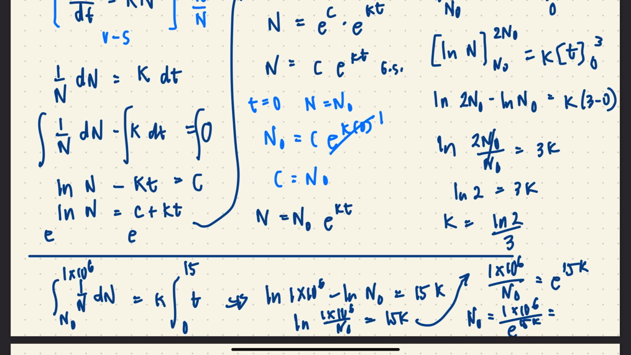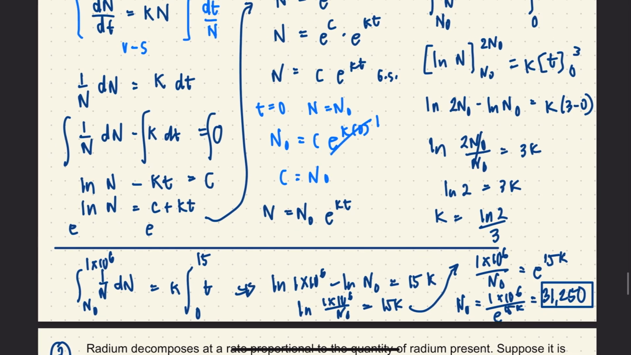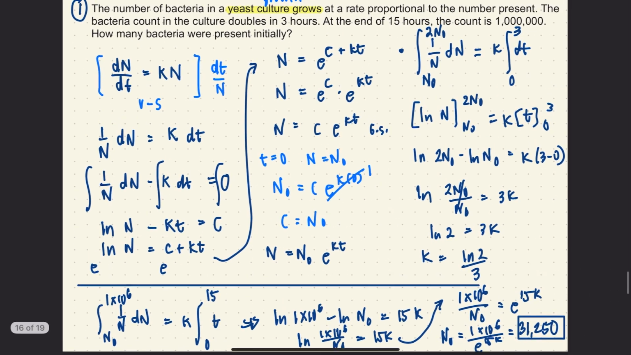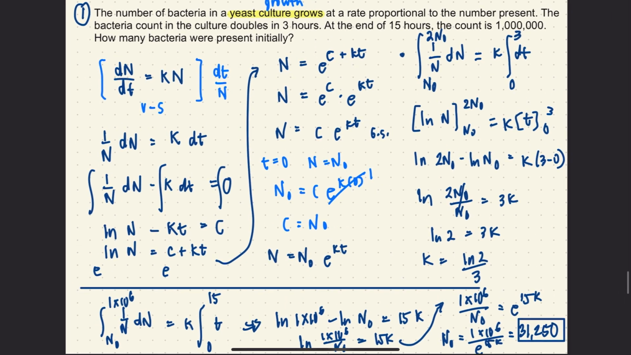Use the value of k, ln 2 over 3, and we can solve. We get your original number of bacteria as 250. That is your final answer. That's for number 1.